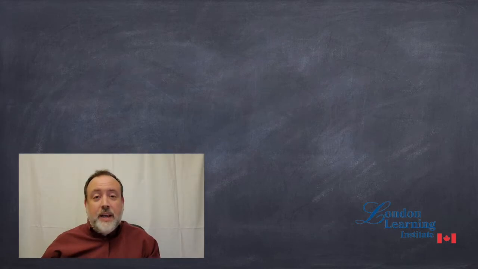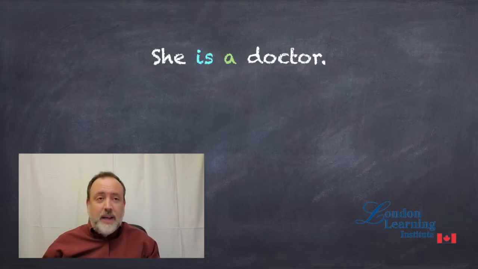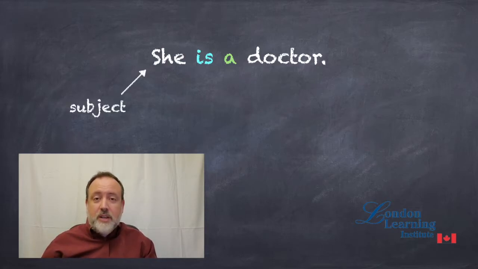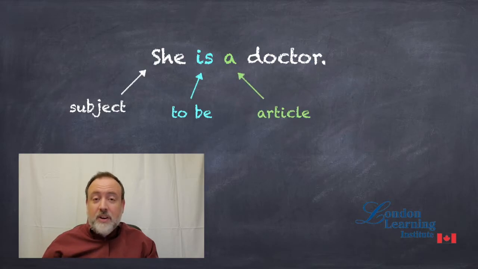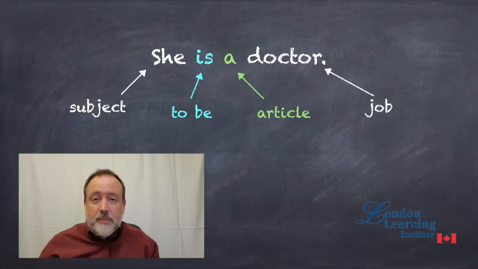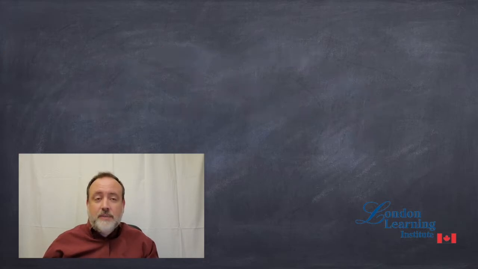Okay, today we're going to start with a quick review of what we covered in the last class. You'll remember we were talking about making statements, and we have statements like, she is a doctor. This sentence has four different parts. The first part is the subject. In this case, it's the pronoun she. The second part is the verb to be. The third is the article a, and remember we're using a because doctor starts with the letter D. And then finally, doctor. In this case, it's the job that somebody has. So she is a doctor.